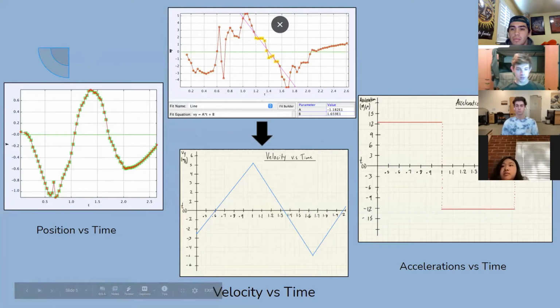As you see, we have our position versus time graph on the left, which turns into our velocity versus time graph, which we simplify just because errors in position make it essentially too volatile to look at and really analyze for acceleration. Then from our simplified velocity graph, we can find the acceleration.